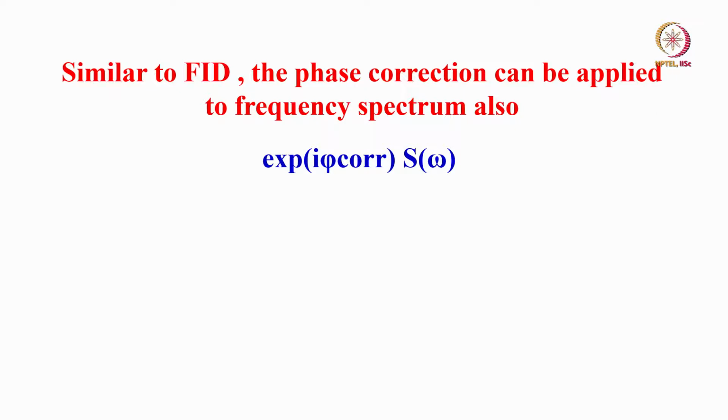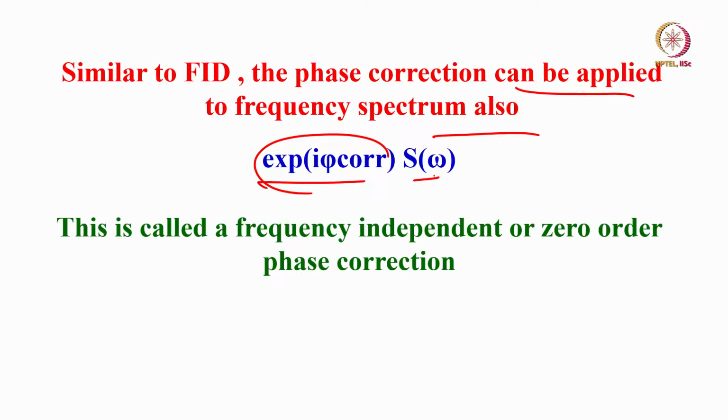So similar to the FID, we can also do the correction in the spectrum, the same way. Like I multiplied the free induction decay, the time domain signal, by this exponential function, then did the Fourier transformation, and ensured that the phase error is removed. Do the same thing in the frequency domain, it is possible. I multiply this phase error correction factor to the frequency domain function, that is also possible. There are two types of phase errors.